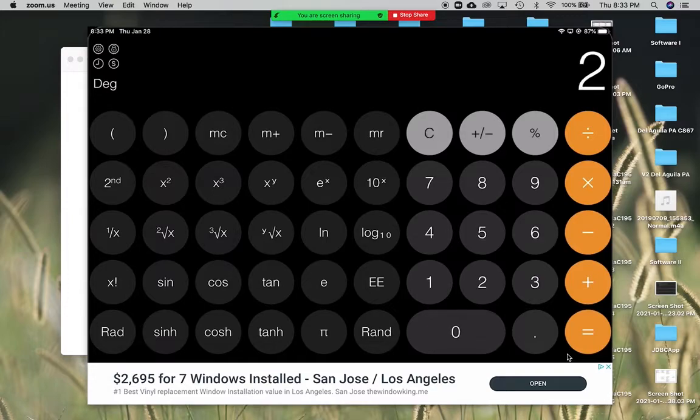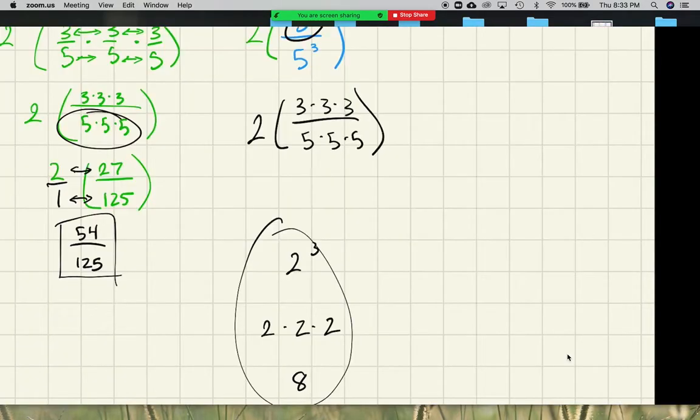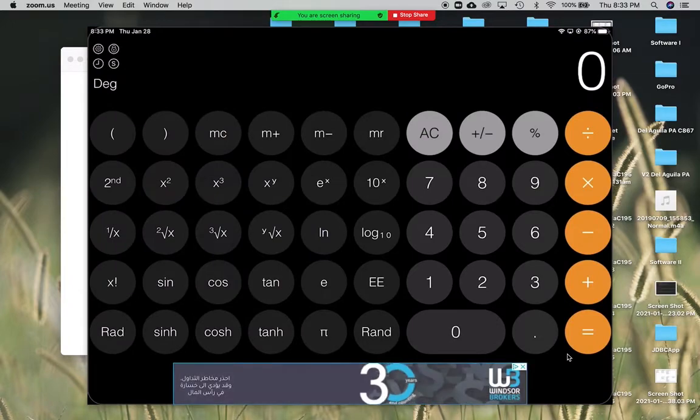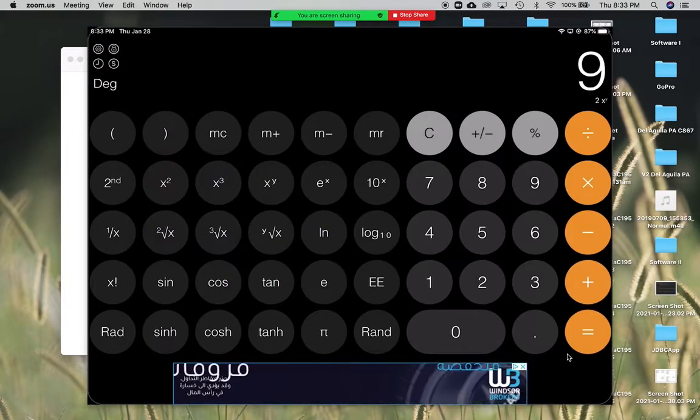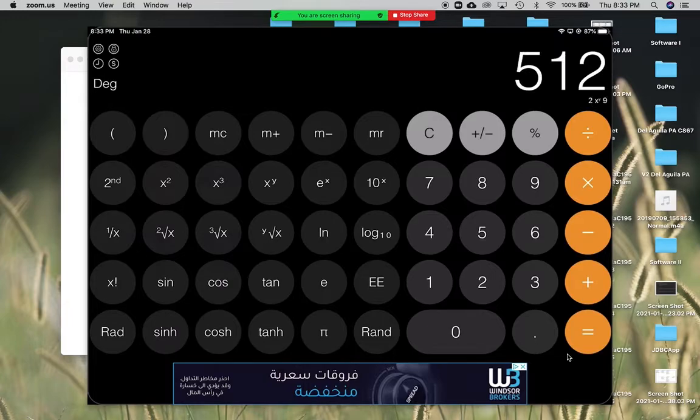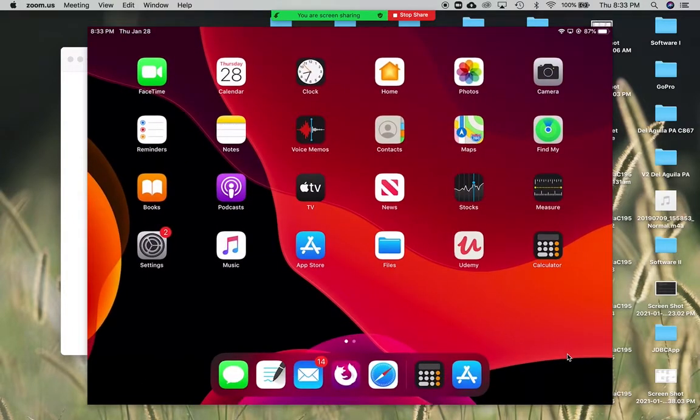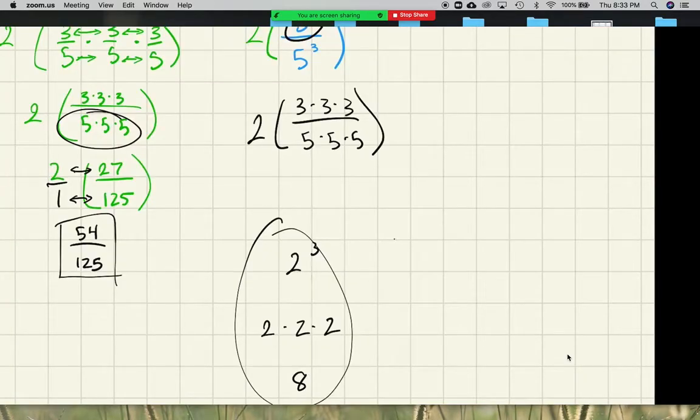32. So 2 raised to the 5 equals 32. Okay, so I see how you do it. So 2 to the 3 equals 8. So that's one answer. We already wrote that down. And then the other one was 2 raised to the 9th, and that equals 512. So one of them was 8, one of them was 512. And I think the answer said one of them was 3 times the other.